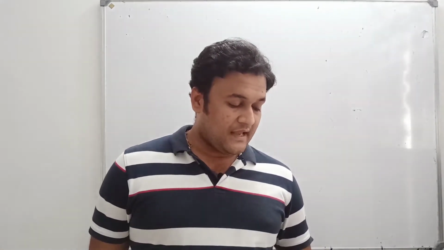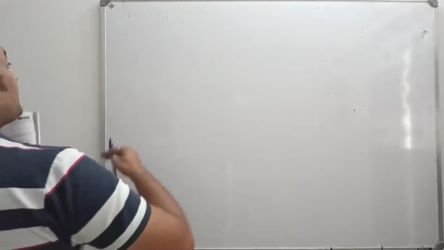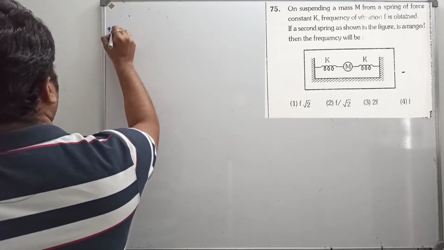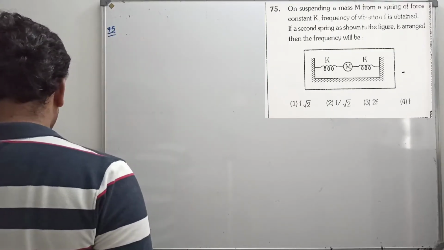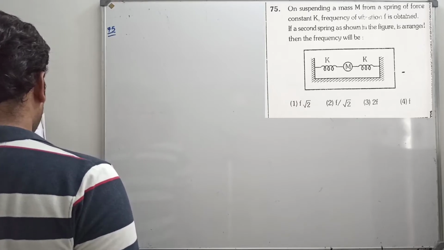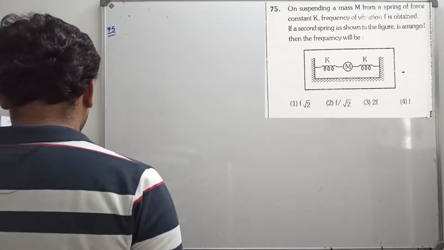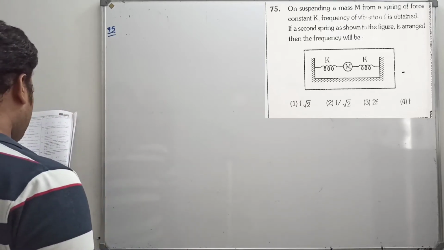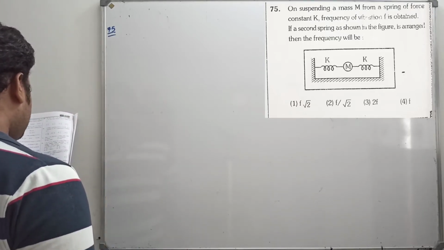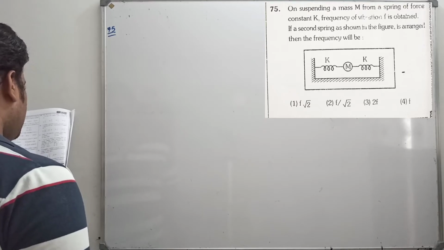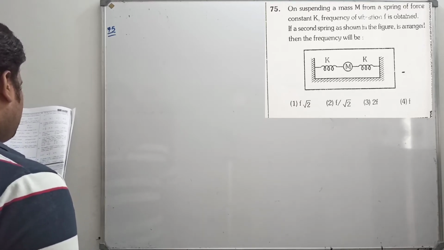Absolutely fine. Okay. Now today we will go with the MCQ based on oscillation of spring. Now MCQ number 75. On suspending a mass m from the spring of force constant k, frequency of vibration f is obtained. If a second spring as shown in the figure is arranged, then the frequency will be.